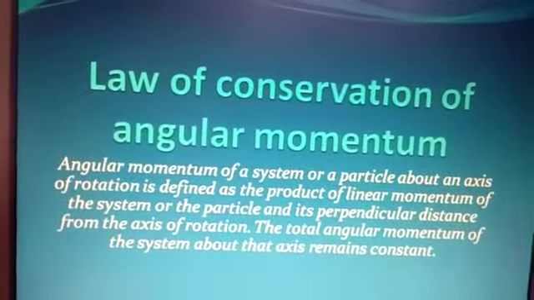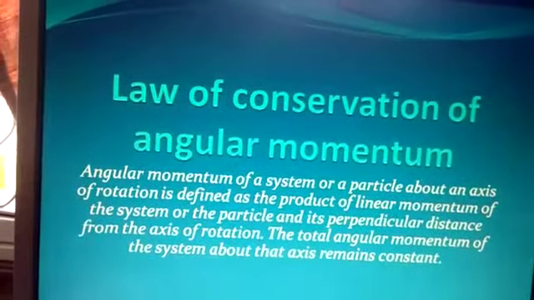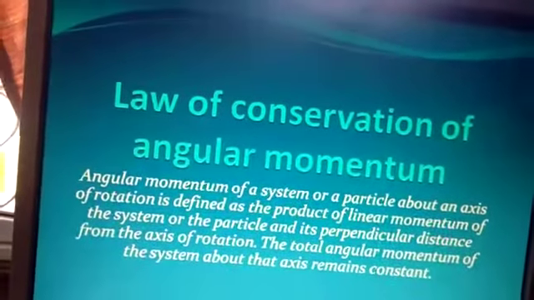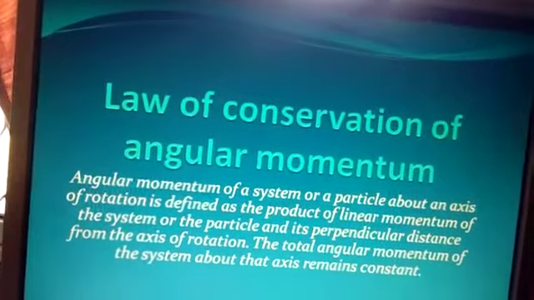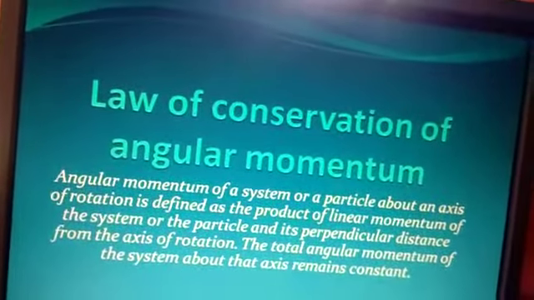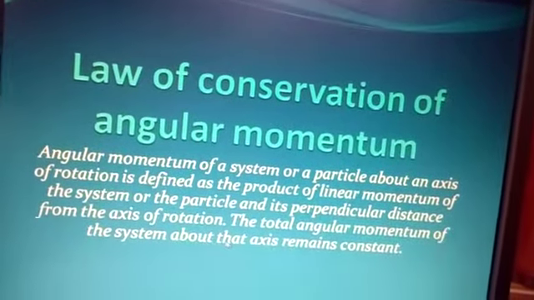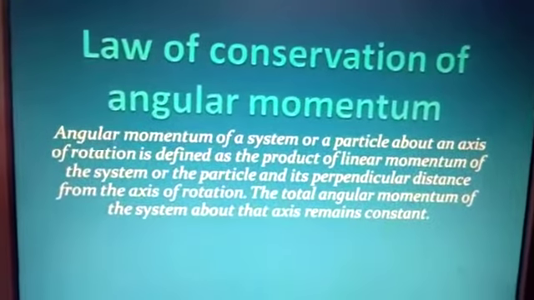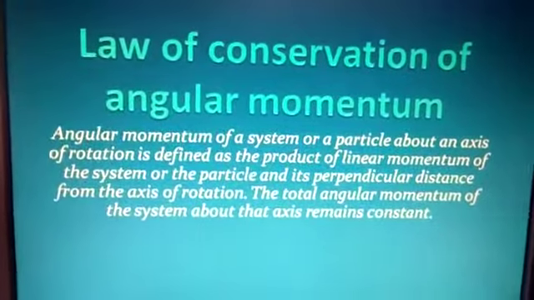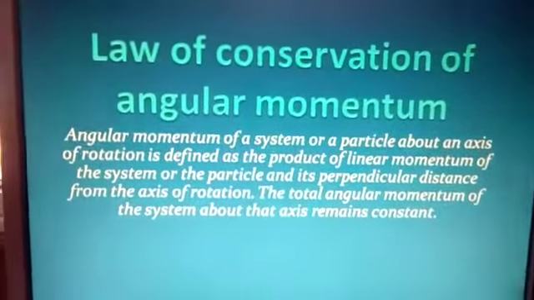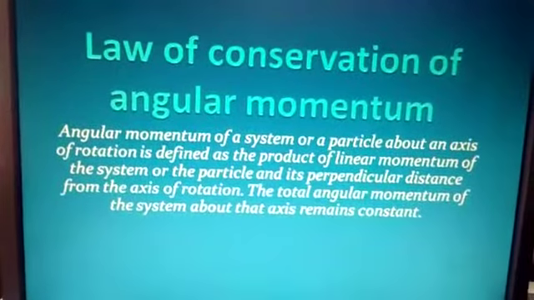You already know the rotation of Earth, the revolution of Earth and all other planets, and the electrons revolving around the nucleus of an atom. These all come under the law of conservation of angular momentum. The total angular momentum of the system about a particular axis remains constant. This is the law of conservation of angular momentum, similar to the conservation of linear momentum, but for angular momentum.